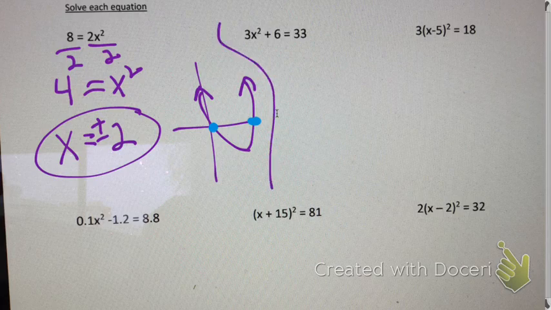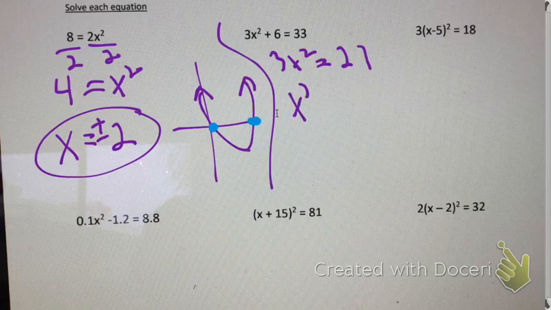Come on over. Subtract 6 from both sides. So 3x squared equals 27. Right? Yeah, 33 minus 6, 27. Divide by 3, so x squared equals 9. And x equals, therefore, plus or minus 3.